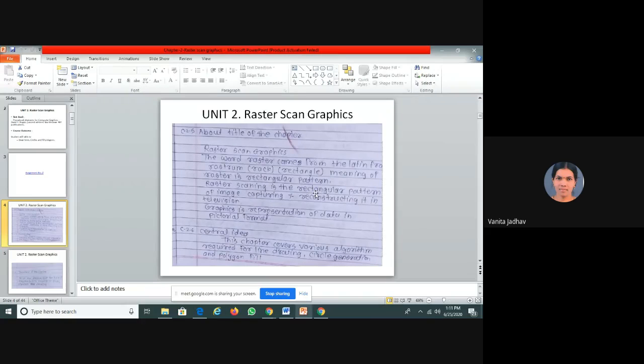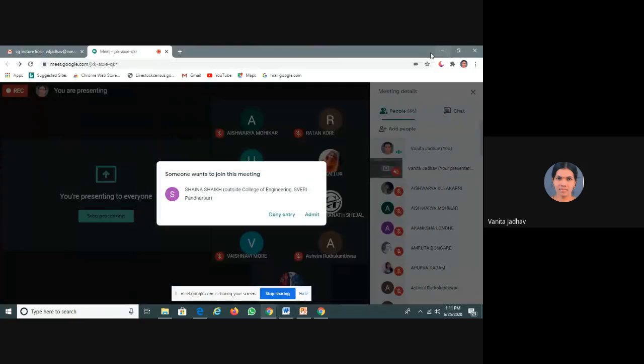Raster scanning is the rectangular pattern of image capturing and reconstructing it in television. Mostly in television and computer monitors, the picture is generated, and to generate that picture the method of raster scanning is used. And what is raster scanning? Raster scanning is the rectangular pattern of image capturing. So how to capture the image? In the form of a rectangular pattern. What is that rectangular pattern? It is nothing but the pixel.